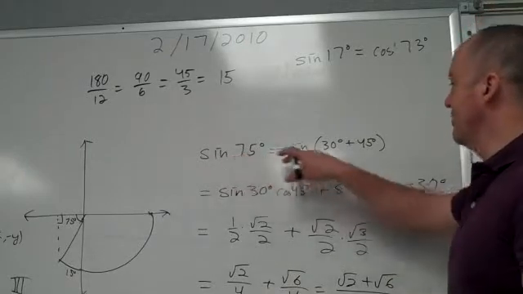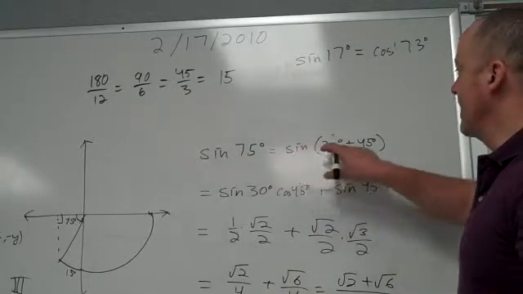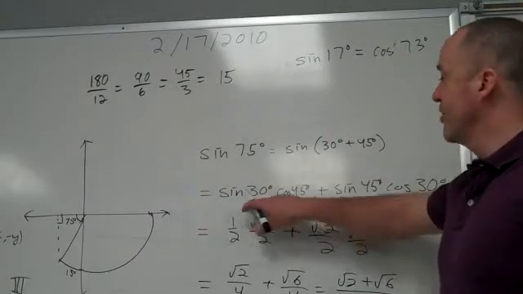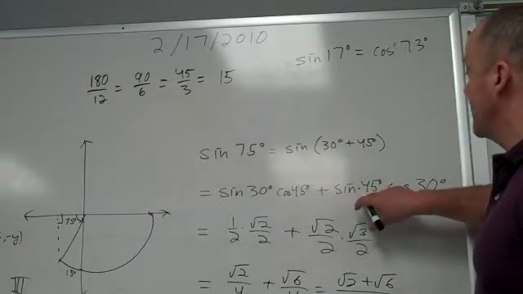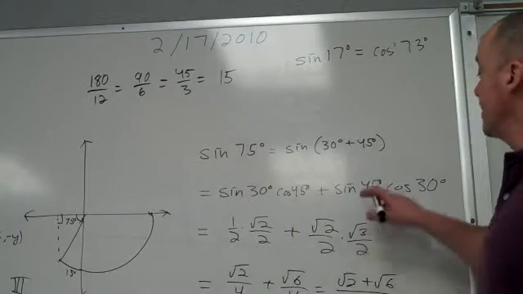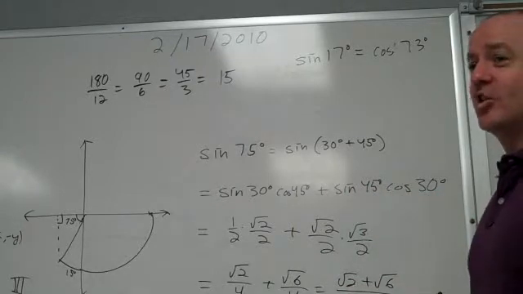That's because the sum formula says that if you have the sine of one angle plus another angle, it's the sine of the first angle, cosine of the second angle, plus sine of the second angle, cosine of the first angle. It's harder to say than it is to do.